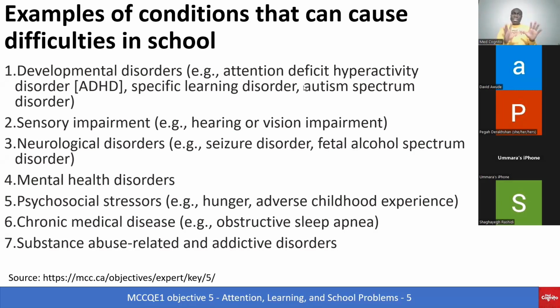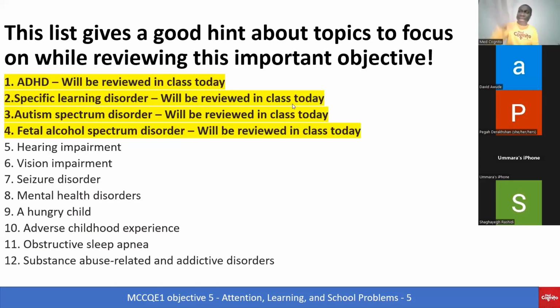So please, if I were you, this is what I would do. Because of that, I've taken my time to list those topics. Under this objective, you have about 12 topics you need to review. ADHD, we'll review that in class today. Specific learning disorders, we'll review that in class today. Autism spectrum disorder, we'll review that in class today. Fetal alcohol spectrum disorder, we'll review that in class today. And then I'll leave the rest for you.